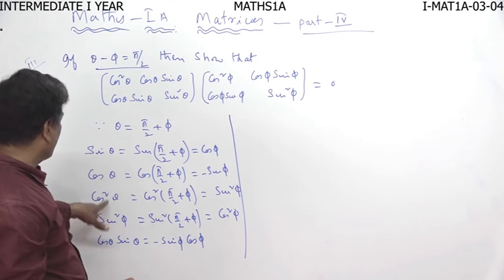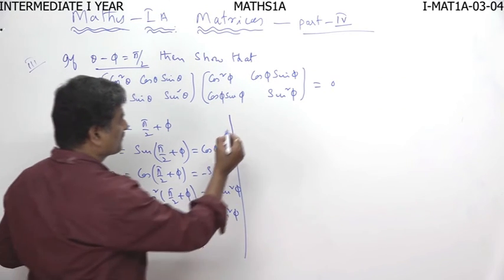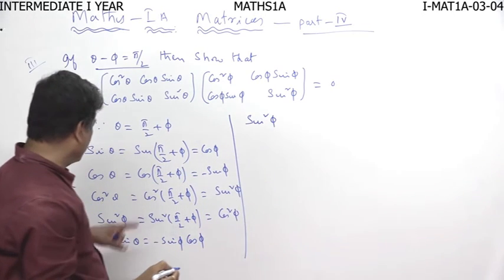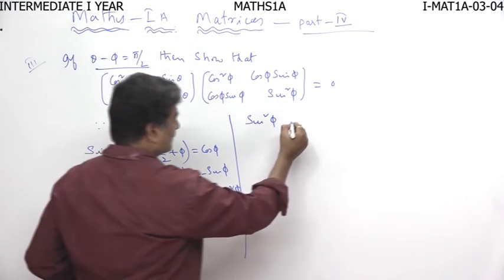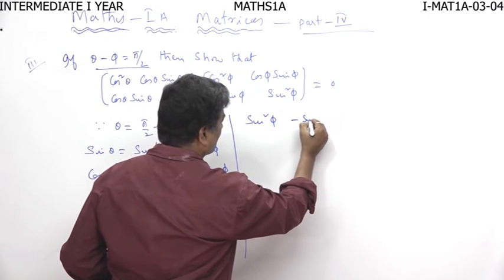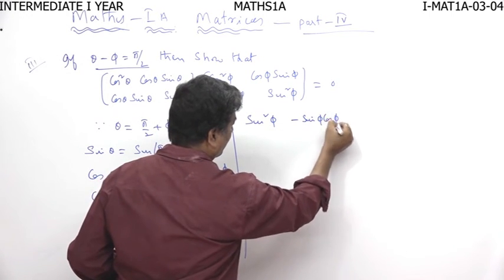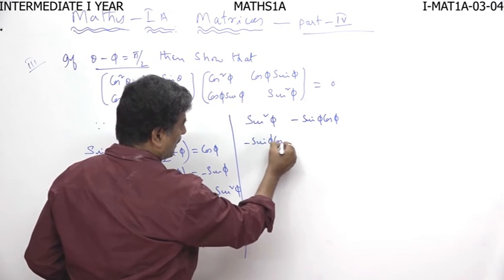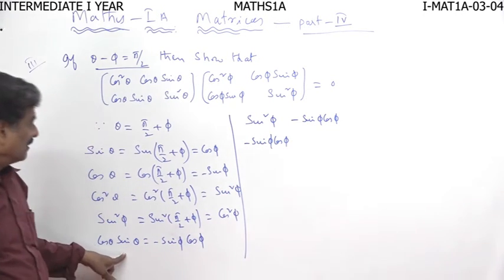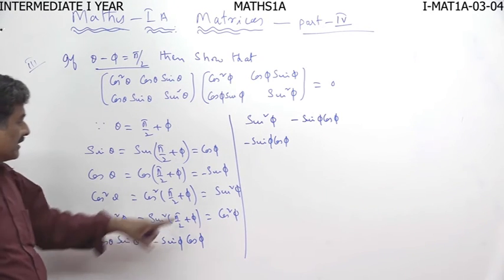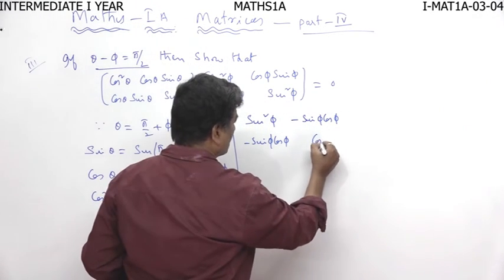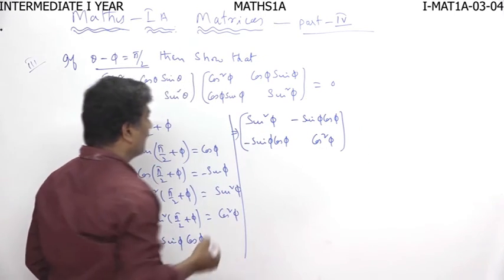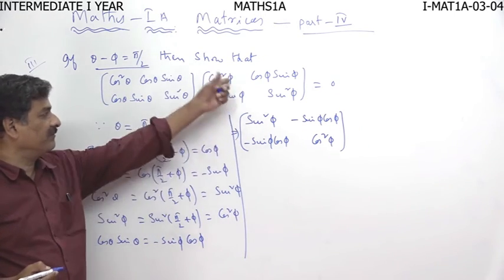Now first, cos square theta is nothing but sine square phi. Next is minus sine phi cos phi, minus sine phi cos phi. Last one, sine square phi, that is cos square phi. Now everything is converted to phi. With this I will multiply.